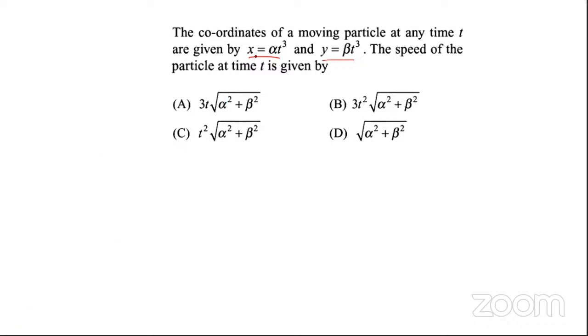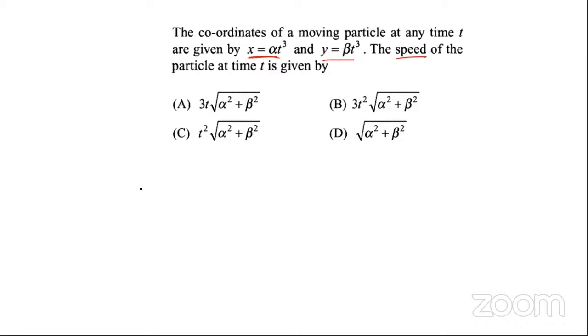See, guys, what we have given over here is, yes, B is the right answer. Here we have two different equations for two separate axes, x and y, and we have to find out the relation for the velocity, the speed. So how do we find the speed? Speed is differentiation of distance with respect to time.